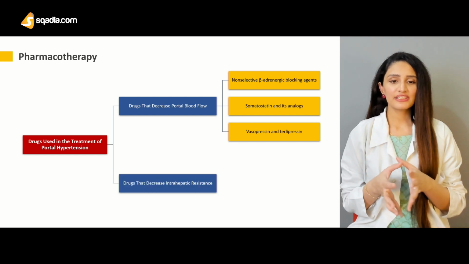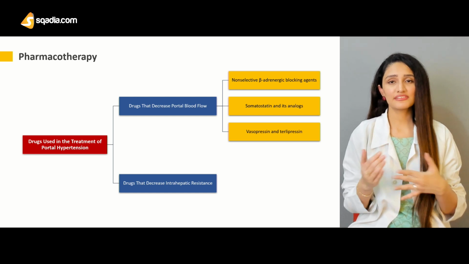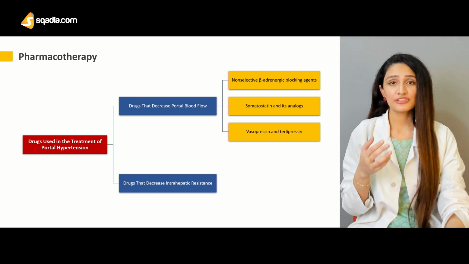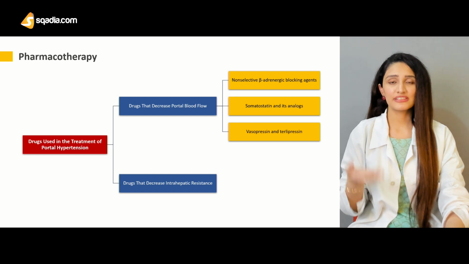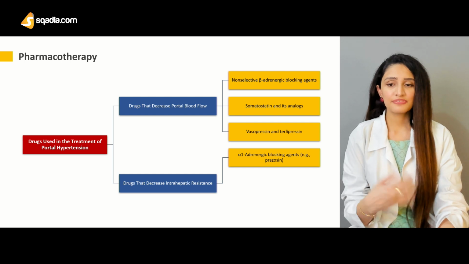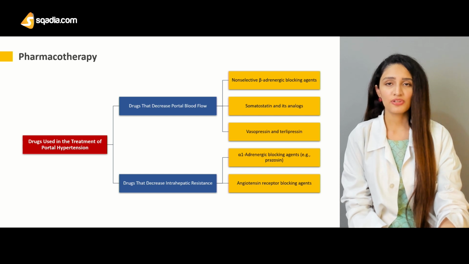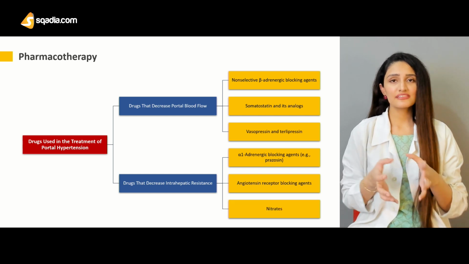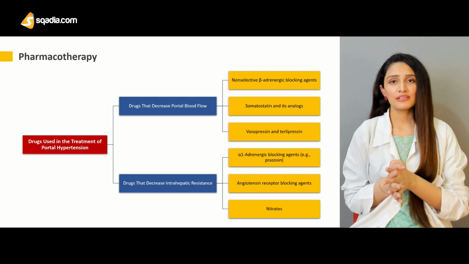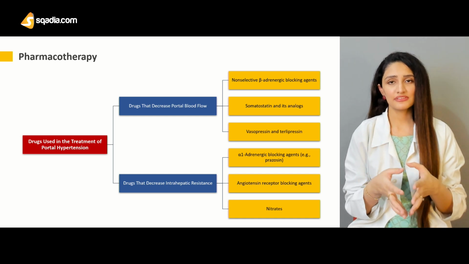And then there are drugs that decrease the intrahepatic resistance. Both things are very important: the blood flow and the resistance should be decreased, and this causes a decrease in the pressure. These include drugs such as alpha-1 adrenergic blocking agents such as prazosin, angiotensin receptor blocking agents, and nitrates. So this is the list of drugs that aim at reducing the pressure by reducing the blood flow and reducing the resistance within the liver.